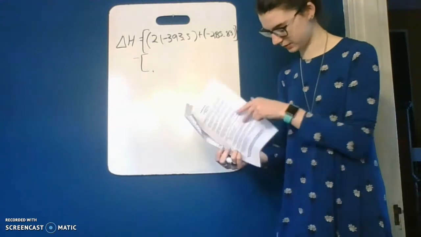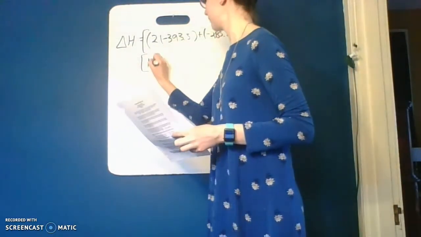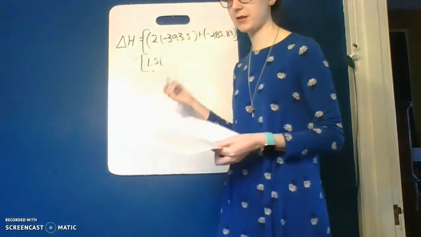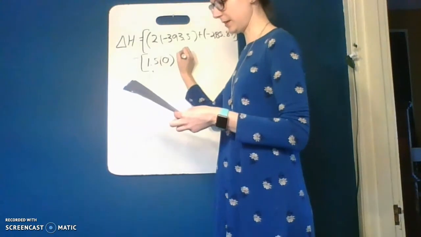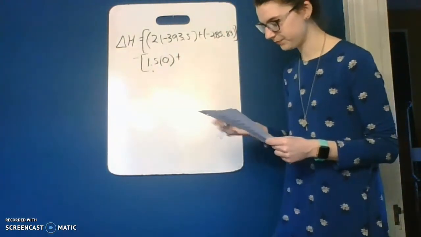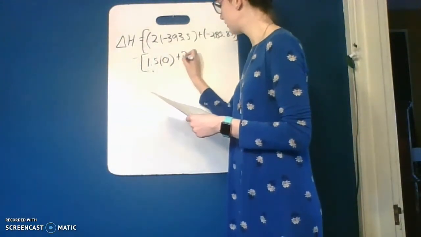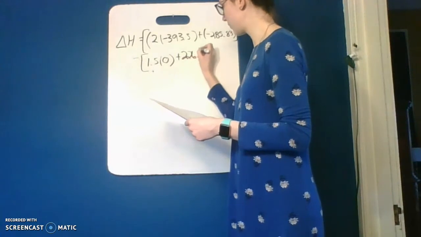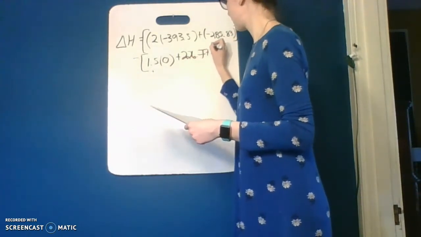What's the coefficient for the oxygen, which is 1.5. It doesn't really matter because heat of formation for O2 gas is going to be 0, plus the heat of formation for C2H2, which is a positive value of 226.77 kilojoules per mole.